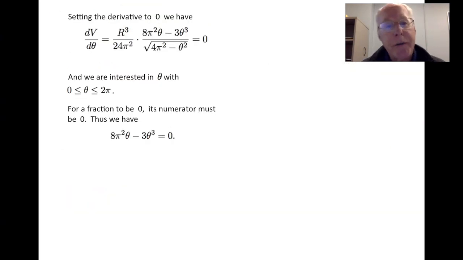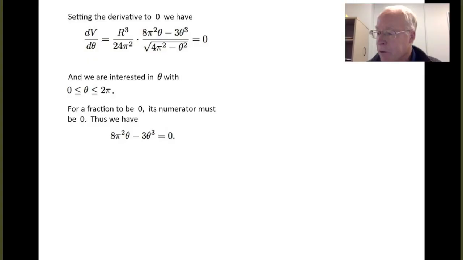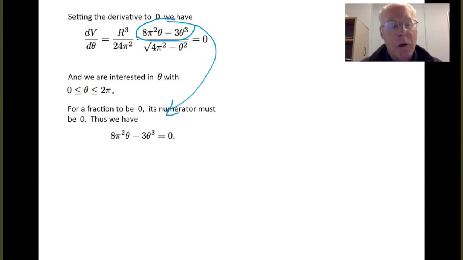So here is that derivative. And again, we want critical points for v, so we set this derivative to 0. Now this is a complicated looking expression, but we know that for a fraction to be 0, its numerator must be 0. So thus we only have to worry about the numerator up here. This is the only part that has to be 0 to make the derivative 0. So we pick that off, and we just have to solve the equation 8 pi squared theta minus 3 theta cubed equals 0. And this is easily done by factorization.